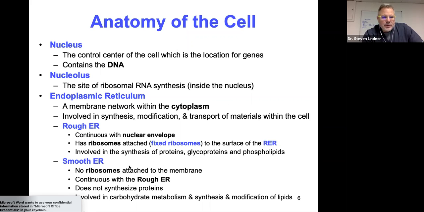The smooth endoplasmic reticulum is continuous with the rough ER, but it's not involved in making proteins. This one is involved in carbohydrate metabolism and with the synthesis, the manufacturing and the modification of lipids. Lipid is a type of fat.